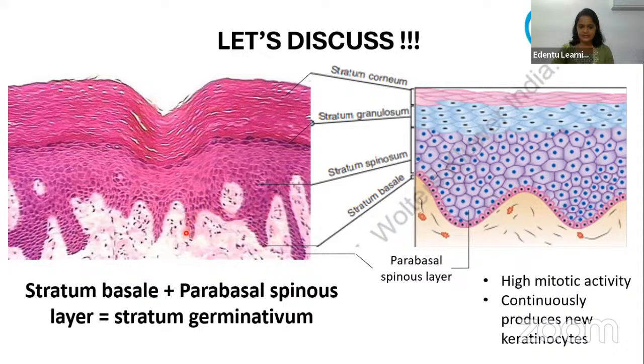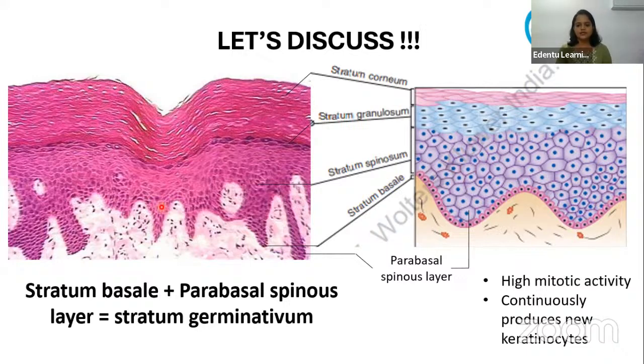This is the basal layer here. This basal layer is composed of tall columnar cells and the parabasal spinous layer. Parabasal spinous layer means these 2 to 3 layers just above the basal layer. They are called the parabasal layers. They are included in the stratum spinosum, but since they are just above the stratum basal, they are called the parabasal spinous layer. So the stratum basal together with this parabasal spinous layer is called the stratum germinativum.